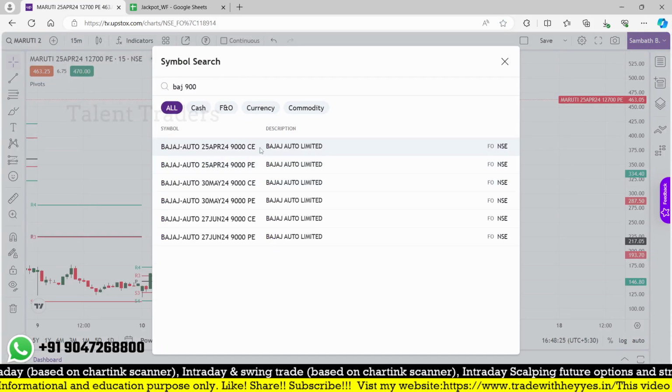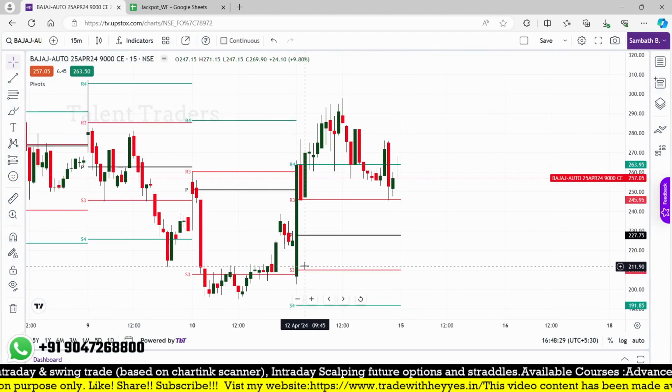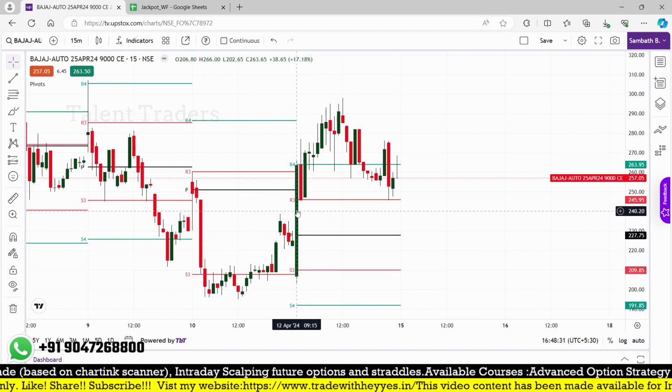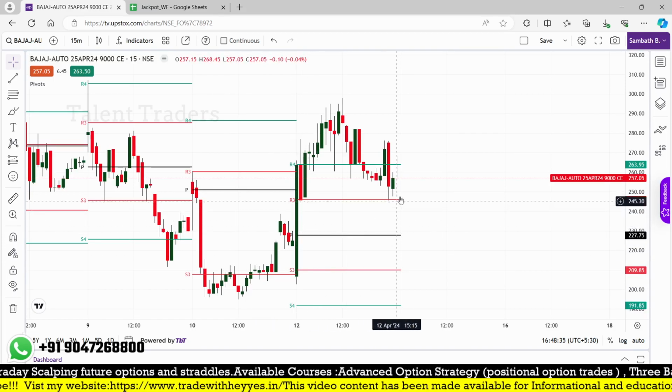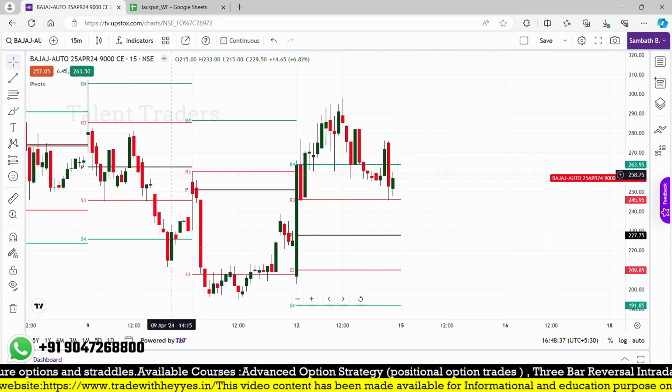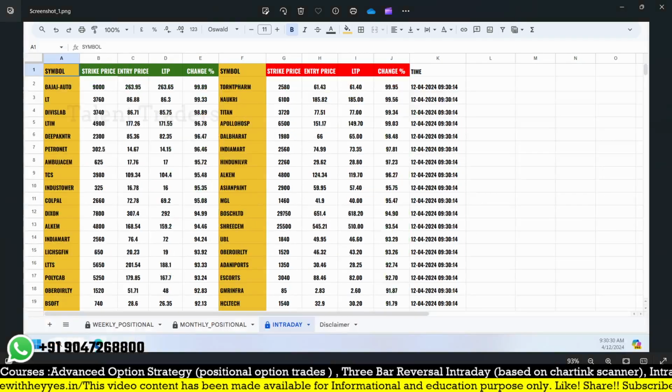The 9,000 put call option, in this case the call option, is what an opportunity looks like that we are looking for in Bajaj Auto. In this case, in the first candle you can see the high of that candle is greater than our breakout point. So this is how we are filtering out stocks after 9:30 with this screenshot.